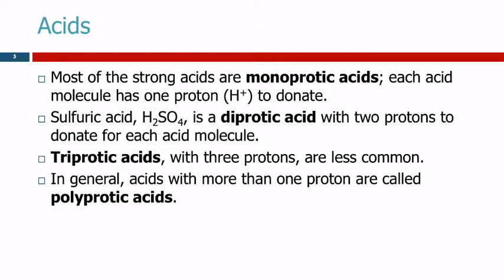And then you have also triprotic acids, much less common. Can you think of a triprotic acid? It's going to have to be H3 something. Phosphoric acid, H3PO4. It has three hydrogen ions that it can donate. And then just to round things out here, we use the term polyprotic to refer to either diprotic or triprotic acids, just something with more than one proton.